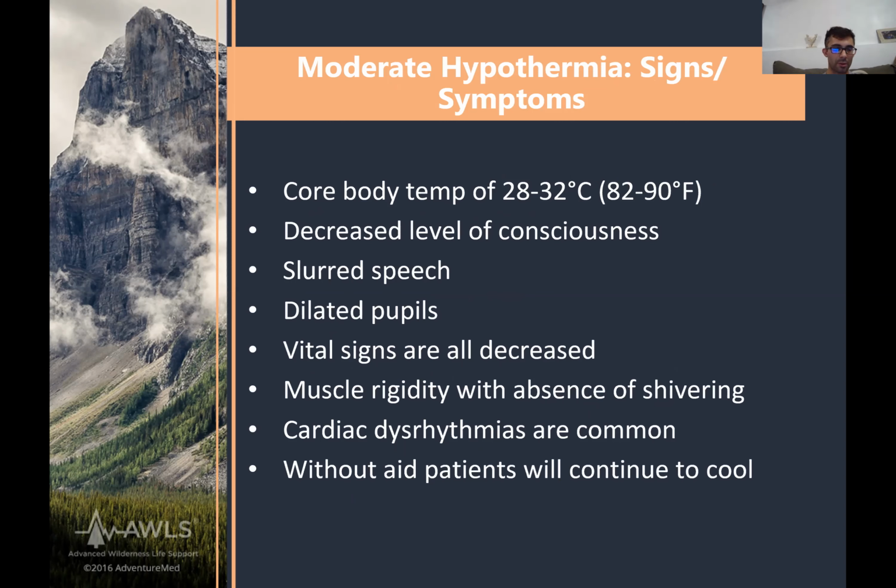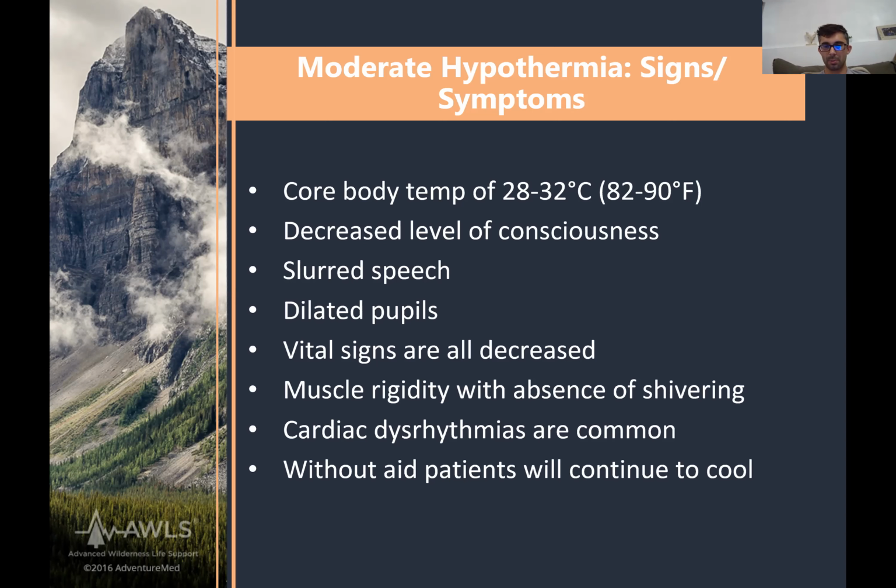Once you reach more moderate stages of hypothermia, which is between 28 and 32 degrees Celsius, there's a worsening of a patient's level of consciousness. They'll have slurred speech and dilated pupils. Now they'll have bradycardia, hypotension, and bradypnea, a slow breathing rate. They will develop muscle rigidity, and they lose the ability to shiver. So now the body is no longer able to effectively rewarm.